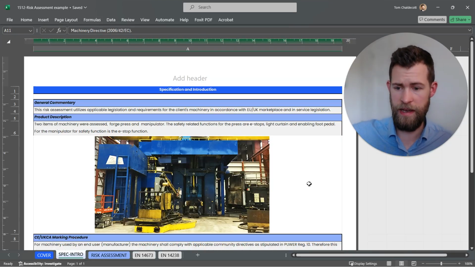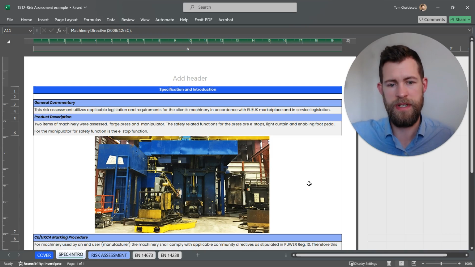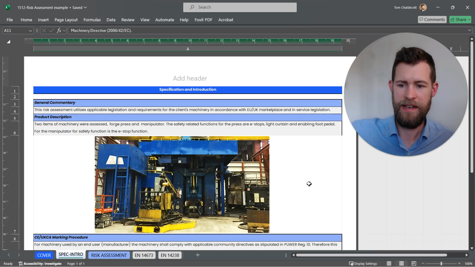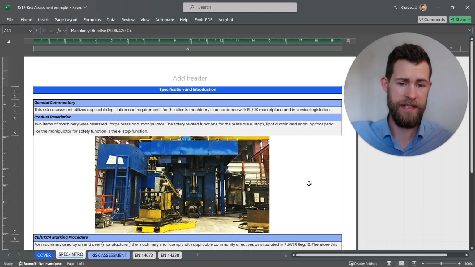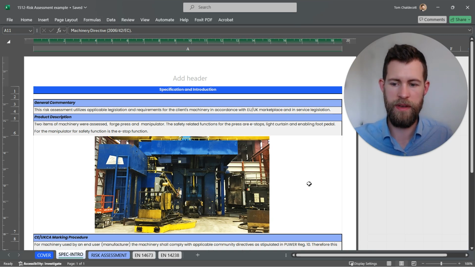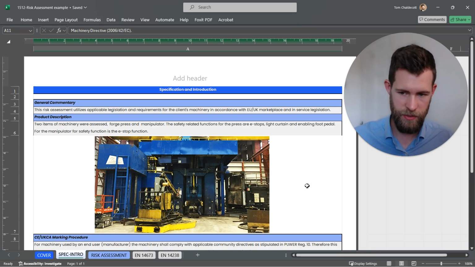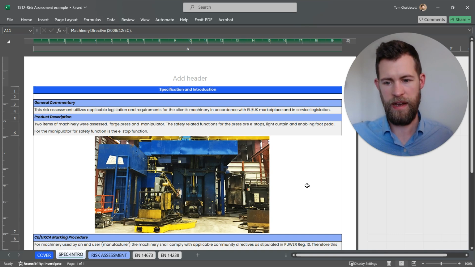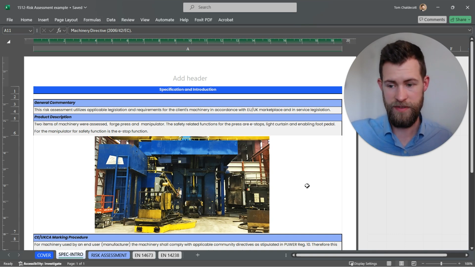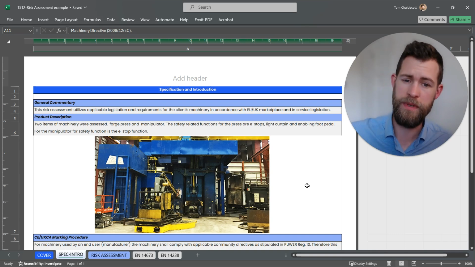We've had a little look there at how we use harmonized standards, industry best practice, and benchmarked standards to identify hazards within machinery, and how we use them to then check whether the control measures currently in place are suitable for the hazards they relate to. Hopefully we've seen that in a tangible format, and I hope this has been helpful.